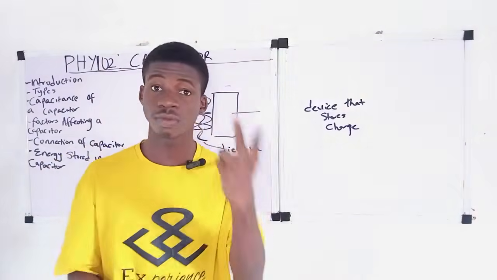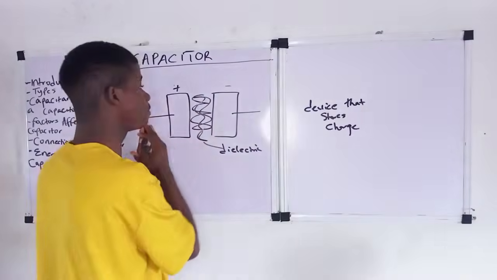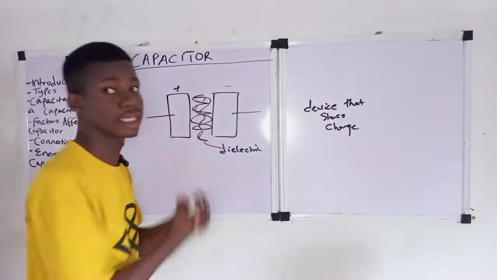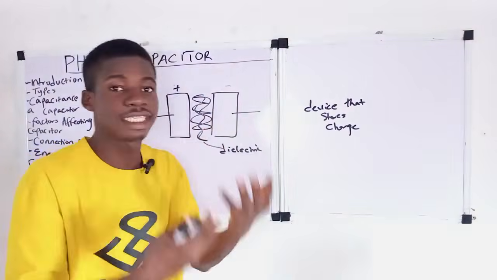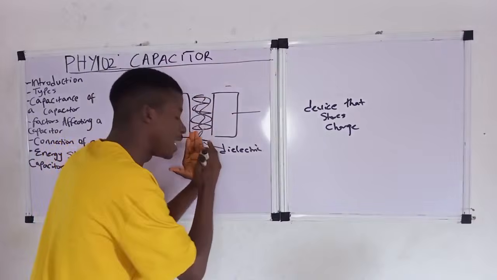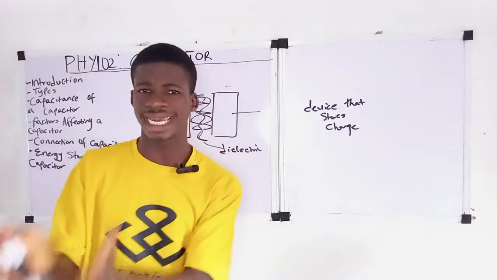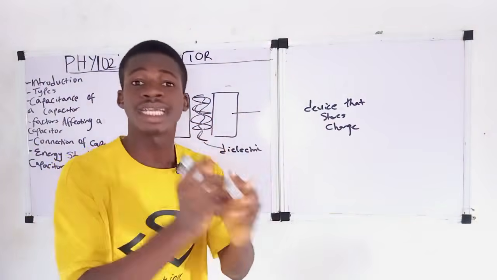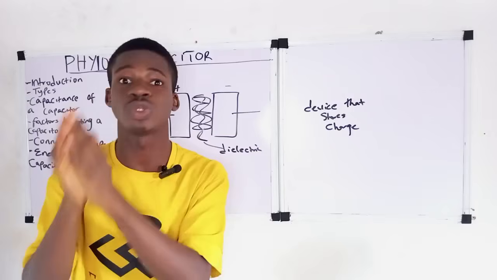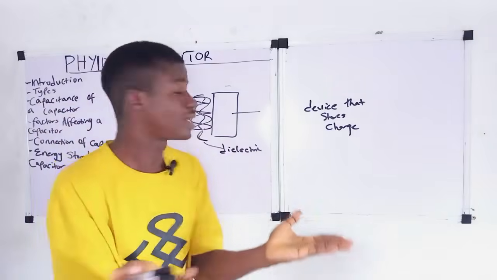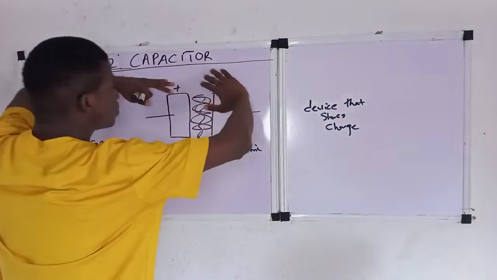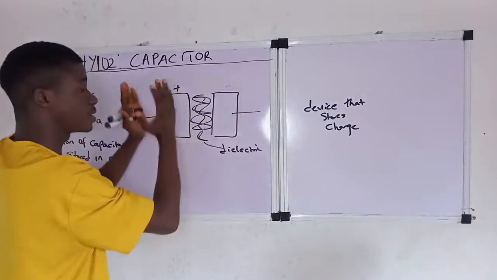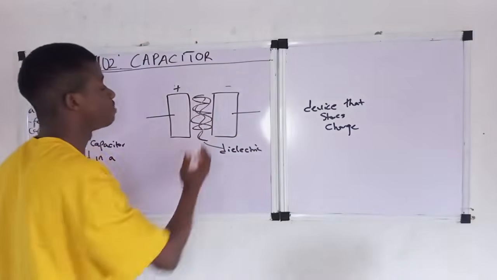A capacitor is made up of two metal plates, a positive plate and a negative plate. These two plates are separated by a dielectric. Now, what is a dielectric? A dielectric is an insulating material. An insulating material is a material that does not conduct electricity. This is how a capacitor looks. A capacitor is made up of two plates separated by a dielectric.